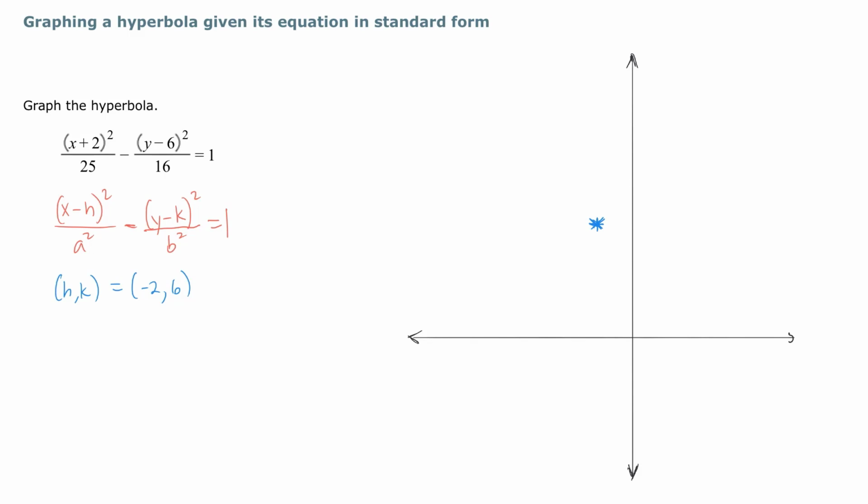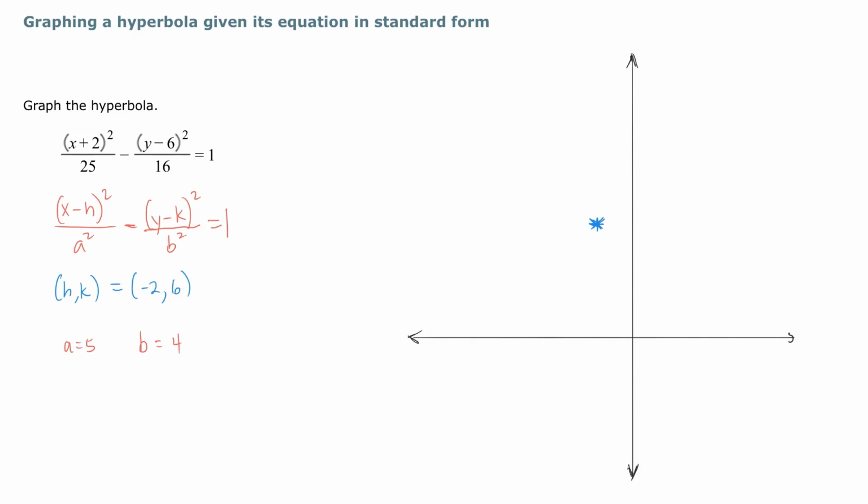Now we also know A. A is 5. And we're going to make a little rectangular box that is 10 units wide and, let's see, 8 units tall. How do I know it's 8 units tall? Because B is 4. So we're going to make a little rectangular box now.